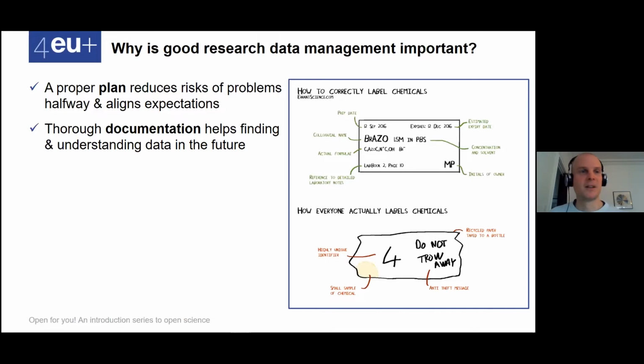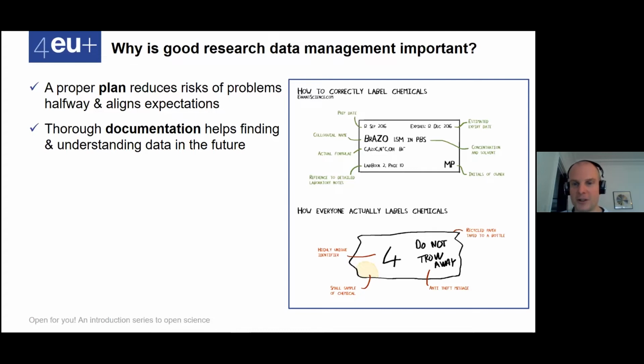And this is an example that I guess those of you working in a lab are familiar with, how to correctly label chemicals. So if you have a bottle of something in the lab, a good way of documenting would be to add the date, the expiry date, a detailed description of what the contents are, the name or the initials of the owner, and a reference to a page in your lab notebook, for example.